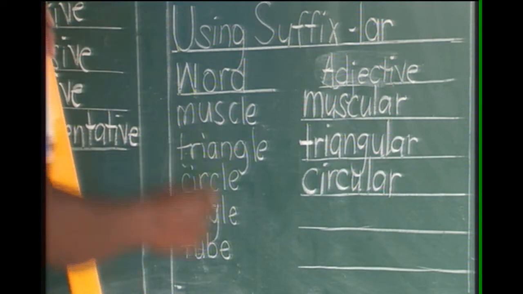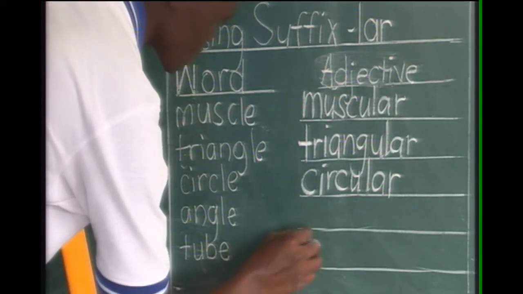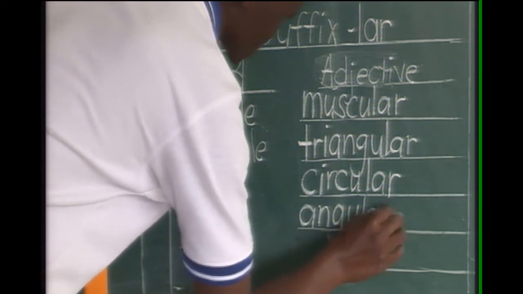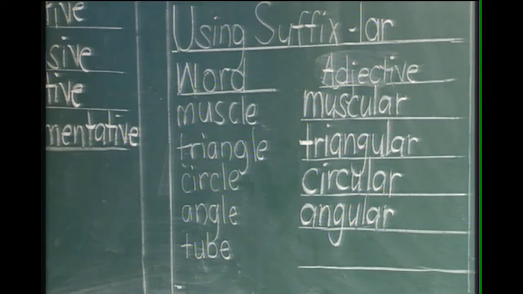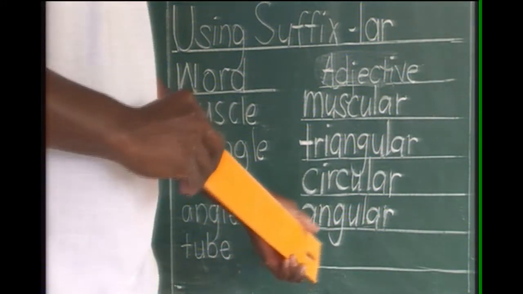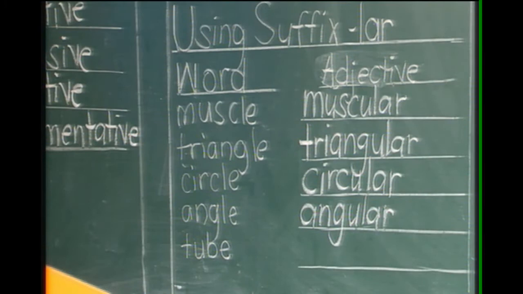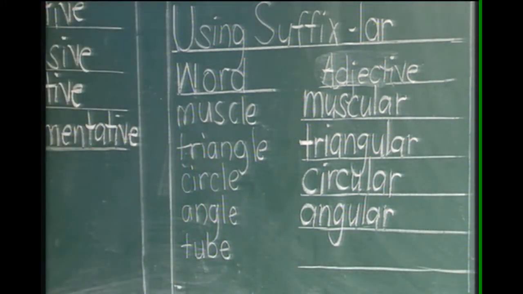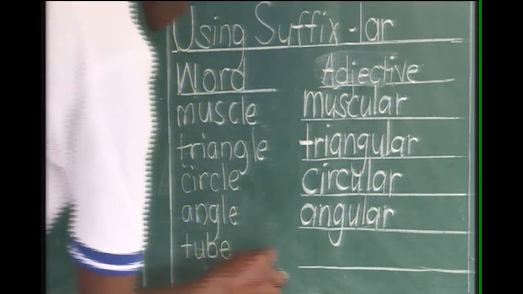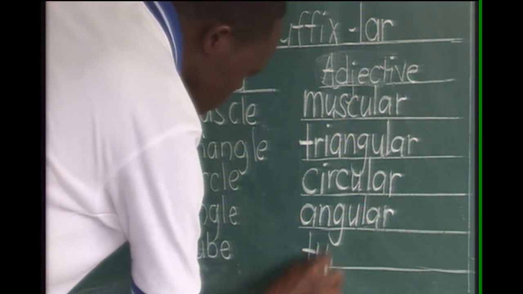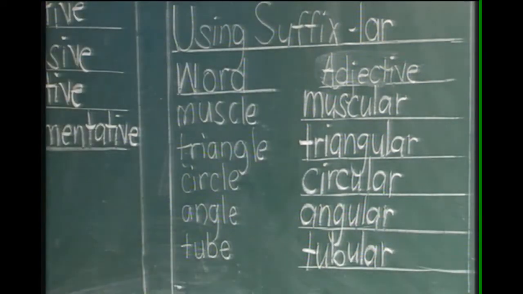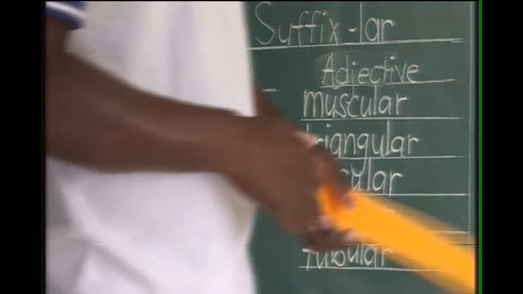Angle is the noun and the adjective is angular. Angular, the adjective from angle. A-N-G-U-L-A-R, angular. Next is tube. The noun is tube, and the adjective from tube using suffix L-A-R is tubular. Tubular, shaped like a tube.